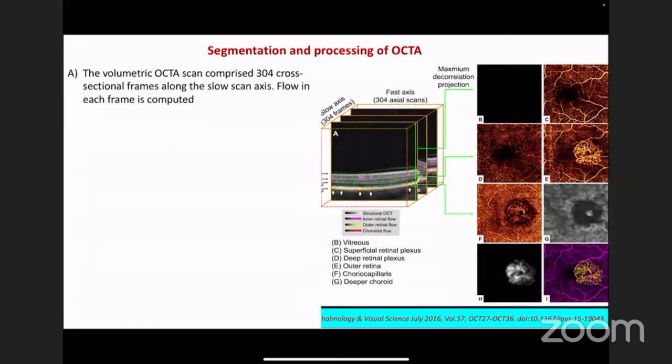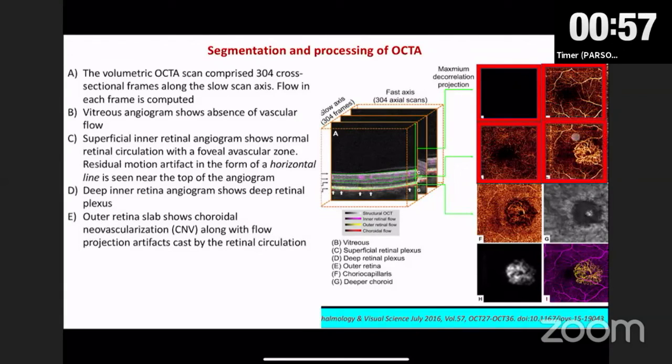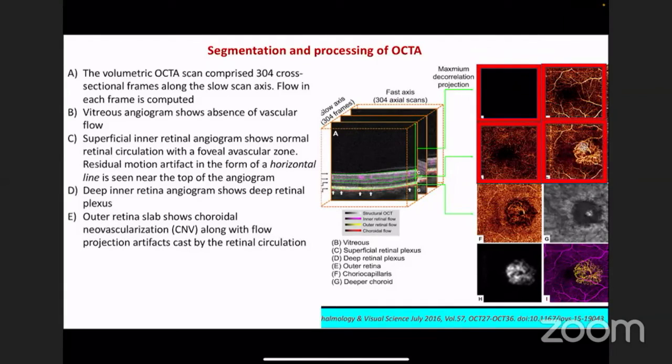Now let's see how various layers are imaged in OCTA. The first photograph we can see here is the vitreous angiogram, where there is absence of any vascular flow. The second is the superficial inner retinal angiogram, which shows normal retinal circulation, and at the center we can see the foveal avascular zone. Then this is the deep inner retinal angiogram, which shows deep retinal plexus. And this is the outer retinal slab, where we can see choroidal neovascularization.